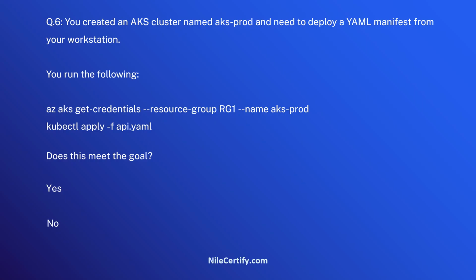So just review the commands. The first command, az aks get-credentials, downloads the kubeconfig and sets the current context. And kubectl apply deploys your resources to the active Kubernetes cluster. This is the standard way to manually deploy a YAML manifest to AKS from your developer machine.